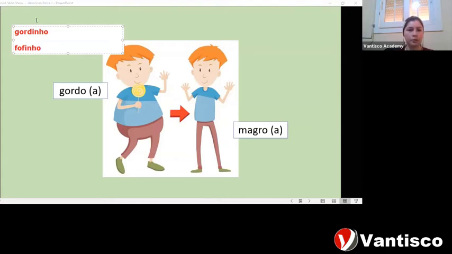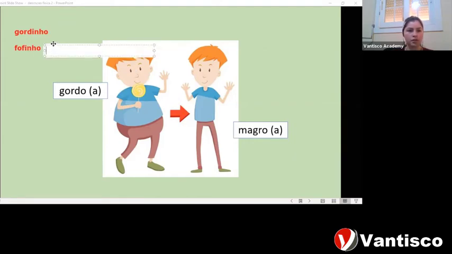And we also have chubby, gordinho, the diminutive form, e fofinho, chubby. Okay? That means this person here. Magro, okay? And we also have the diminutive form for magro. It's going to be magrinho, but I'm not going to talk about the diminutive form now because it's not our focus. But you can also say fofinho or fofo as well.